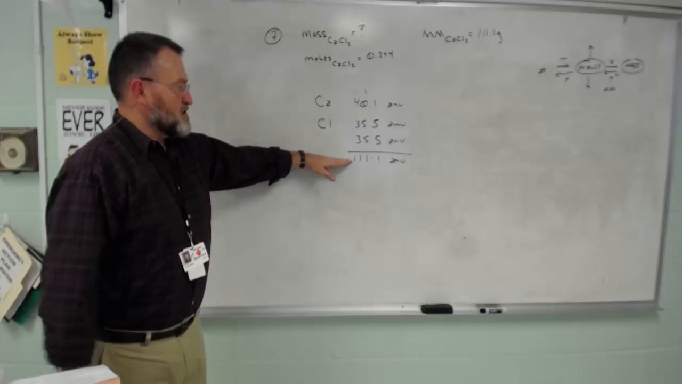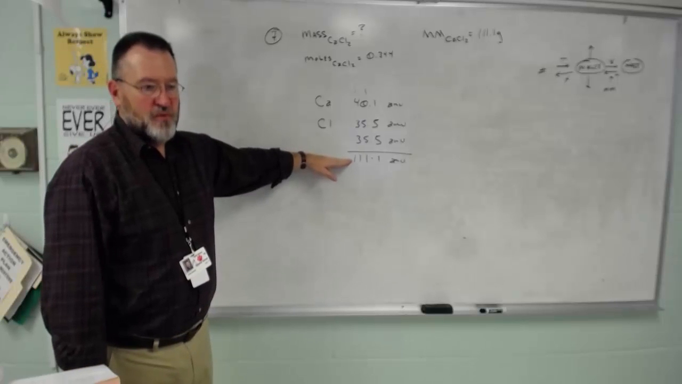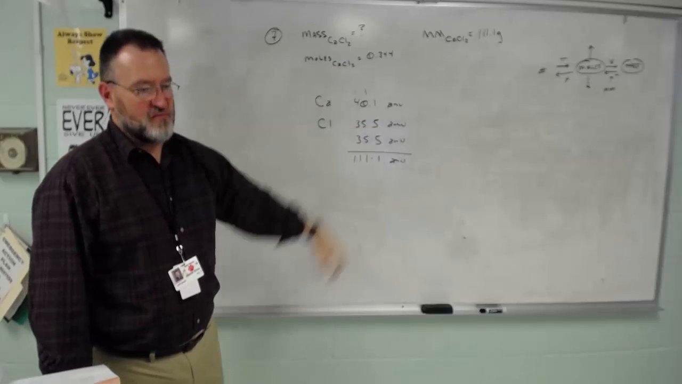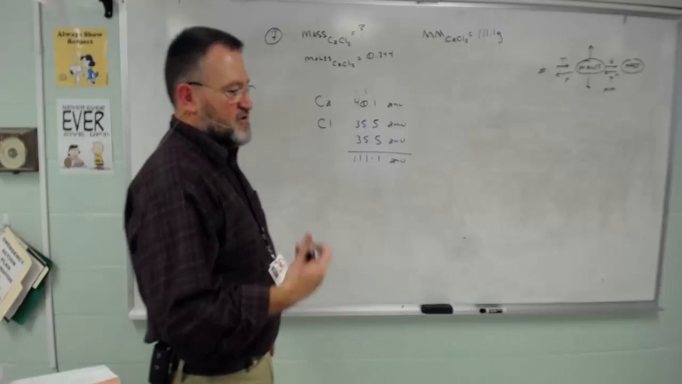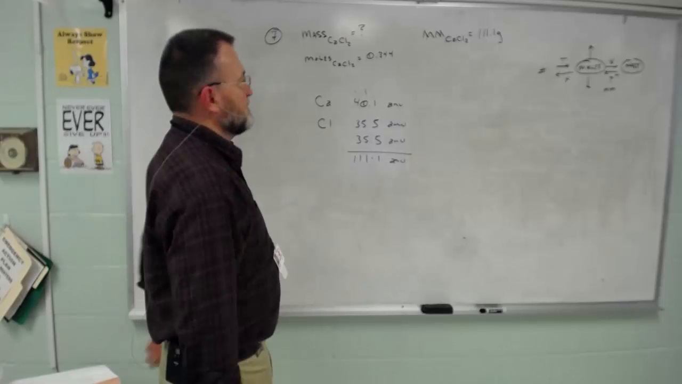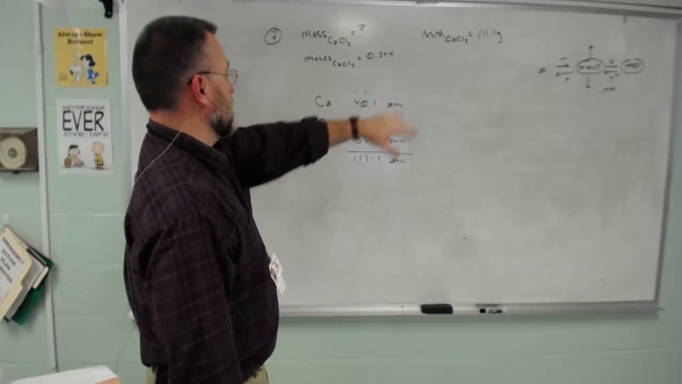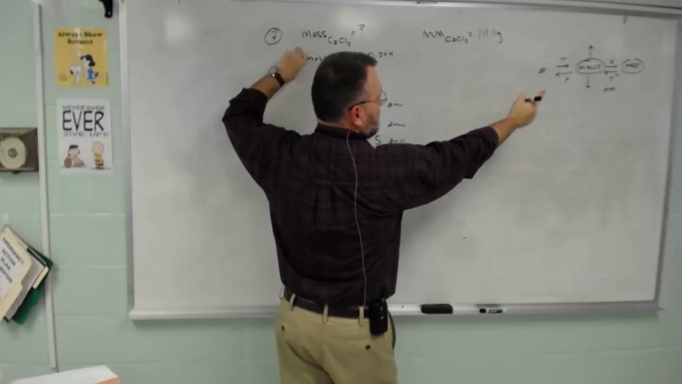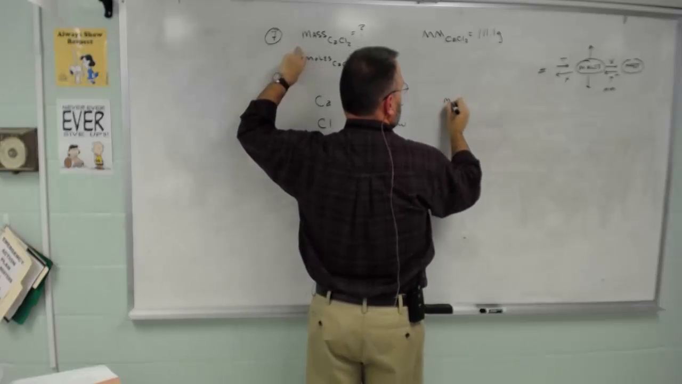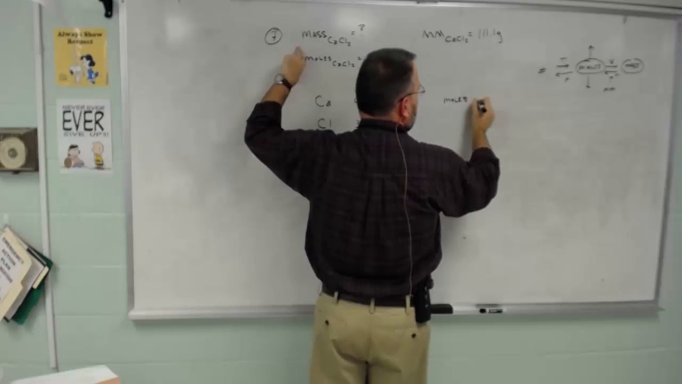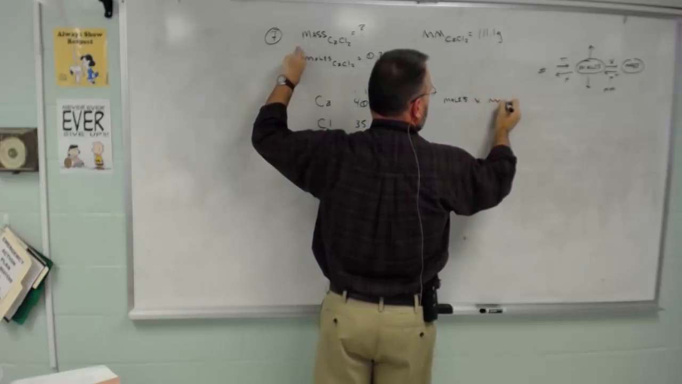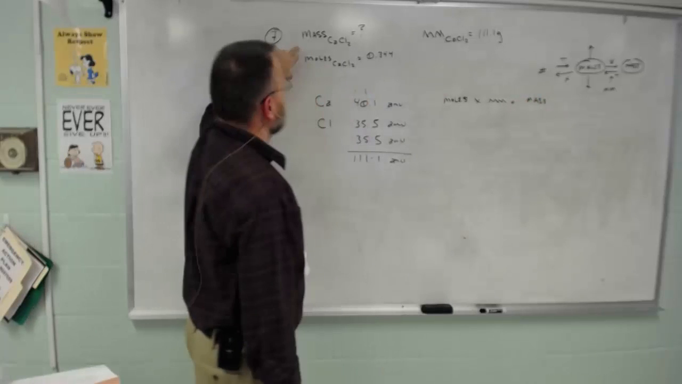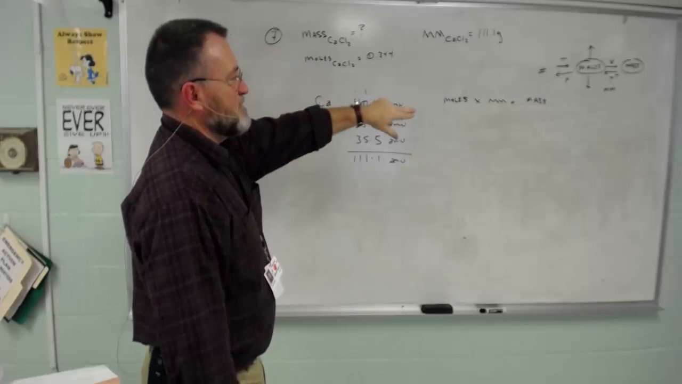One molecule is 111.1 AMU, so 1 mole of the molecule is 111.1 grams, changing the units from AMUs to grams when I up it to a mole's worth. So then it's just going back to the diagram here and saying, okay, the mass is equal to the moles times the molar mass. I'm trying to solve for the mass. Mass is equal to moles times molar mass.